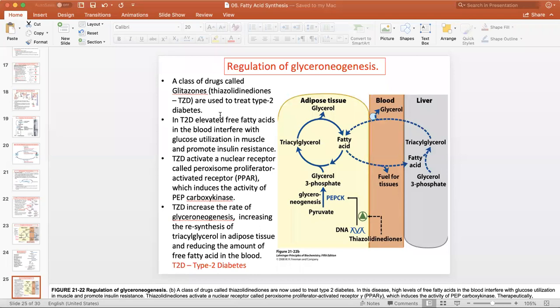So we need to get rid of these fat molecules, okay? How we get rid of these circulating fat molecules is by the use of this drug, the TZDs. So what does this drug do? It will activate a receptor known as PPAR. It activates a nuclear receptor known as PPAR.